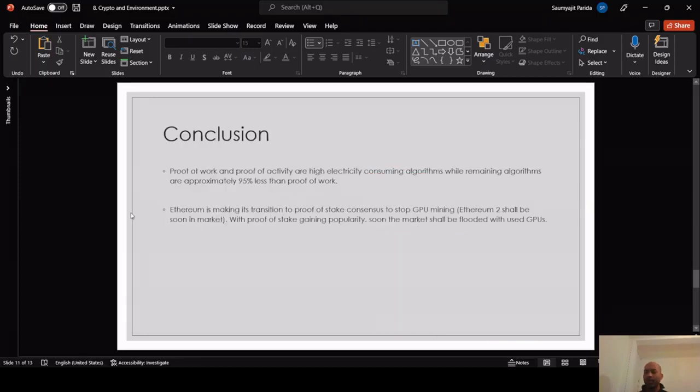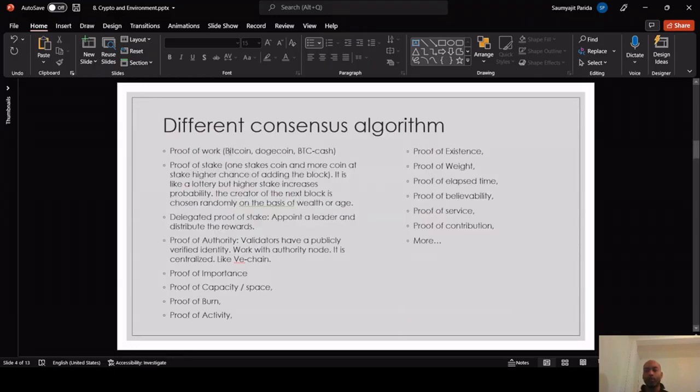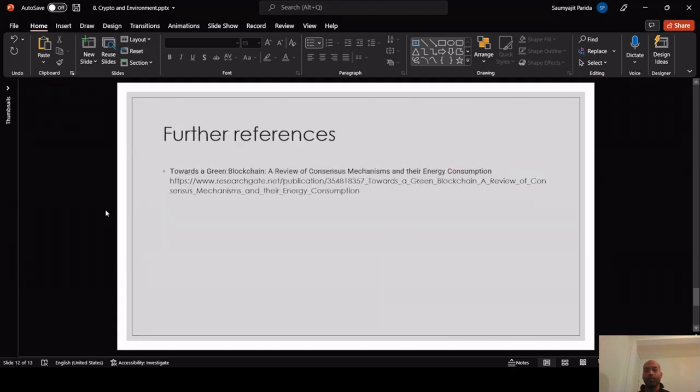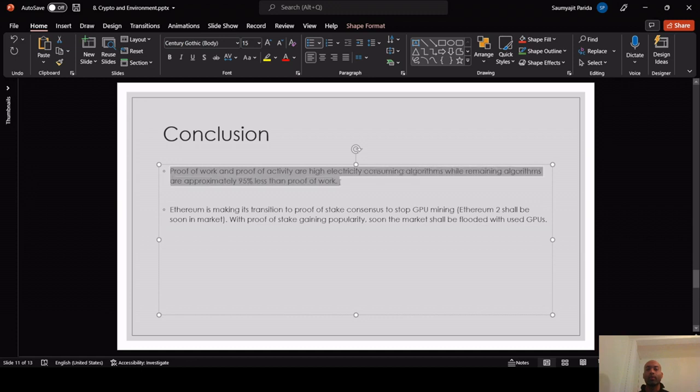Okay, I took some examples of consensus algorithms because there is not much information available for all the different types of consensus algorithms, but the most famous ones are proof of work and proof of stake. And proof of work is creating a lot of havoc because of the computation power and energy consumed. With that being said, guys, the conclusion is that proof of work and proof of activity are high electricity consuming algorithms, while the remaining algorithms consume less power.